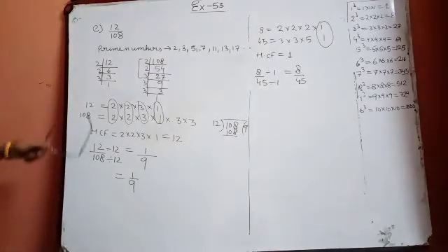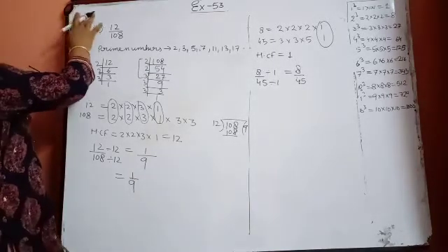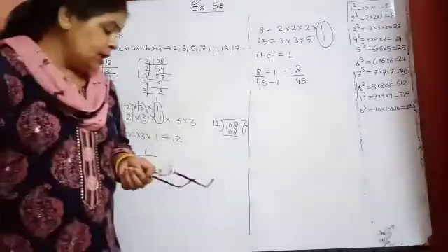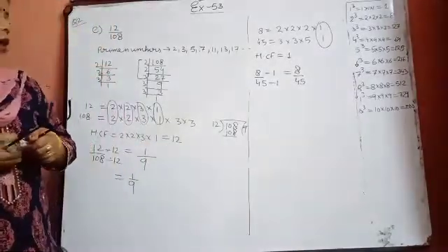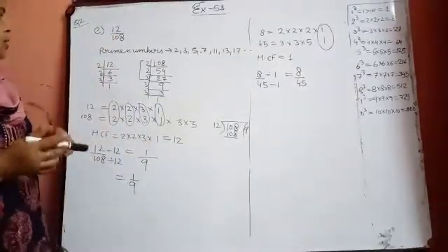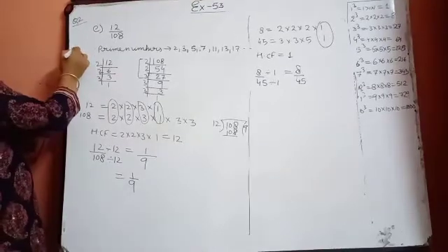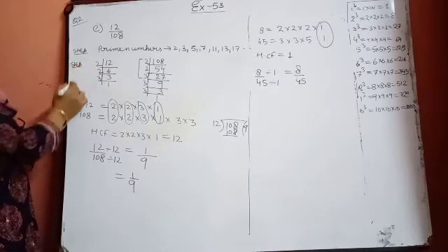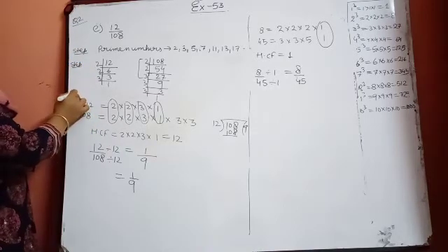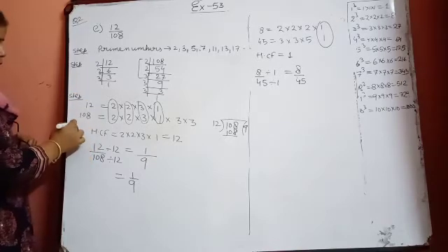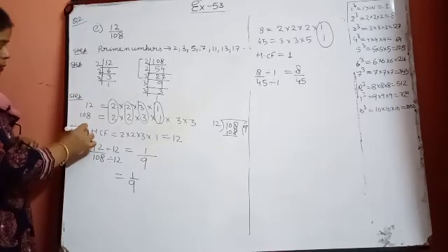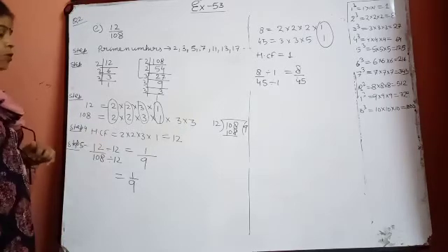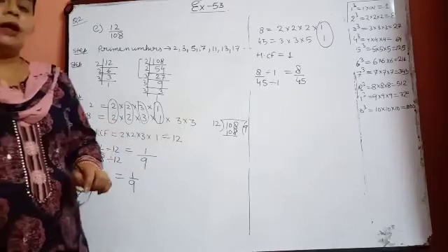So children, up to here, this is question number 2 of exercise 5.3. Parts 4 and 5 I have done. The rest of the parts I taught you how to perform, and in the same way you will do them. Step 1, write prime numbers. Step 2, do prime factorization. Step 3, take the SCF. Step 4, you will get the SCF. And step 5, you divide numerator and denominator by that SCF. In this way you will get the lowest form of the fraction.